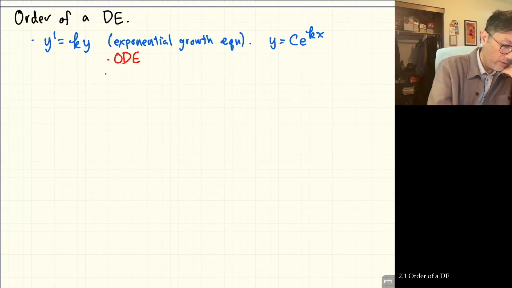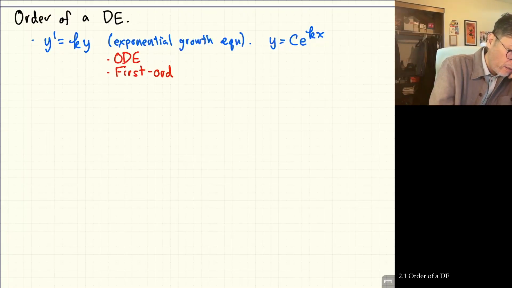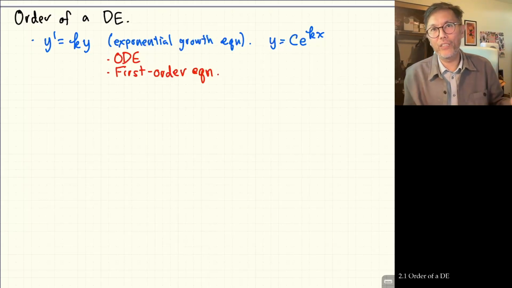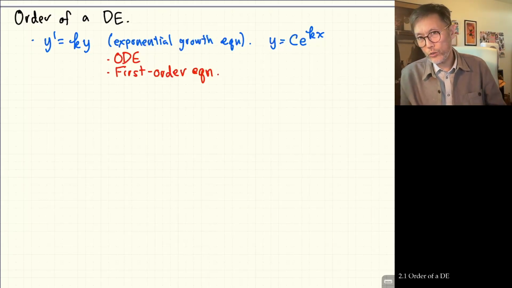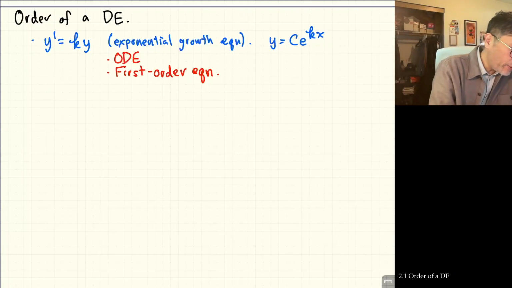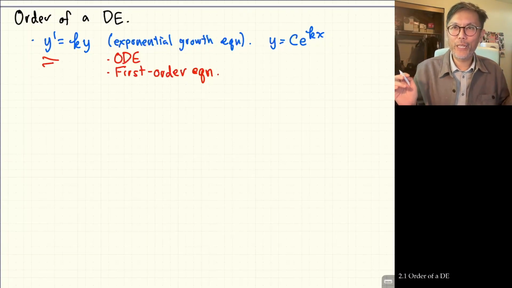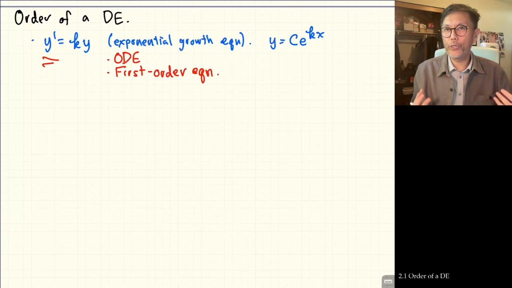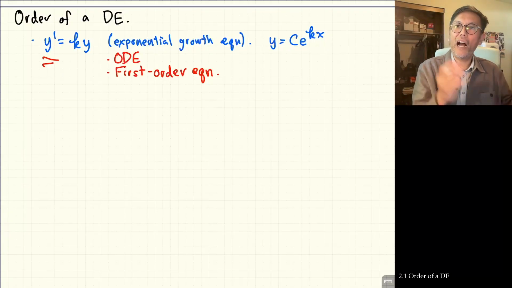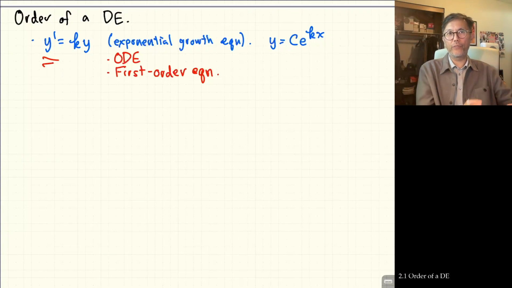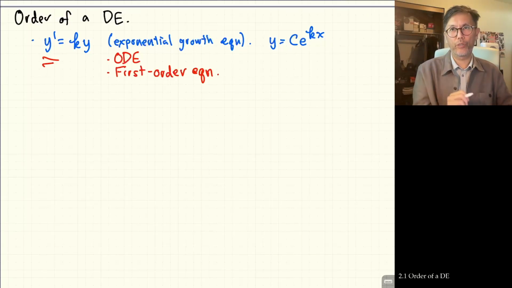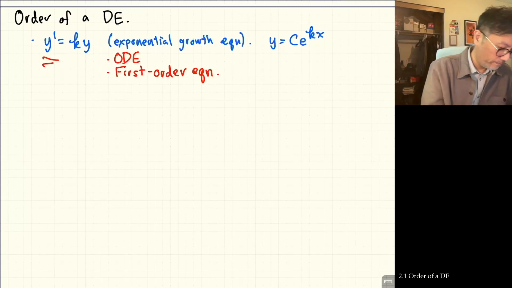It's also, by the way, a first order equation. And this is the thing that I'm wanting to focus on in this video. Why do we call it a first order equation? Well, that's because it involves only a first derivative. That's all. Okay? There's no second derivatives, no third derivatives involved in this equation. The highest order derivative involved in this equation is a first order derivative.